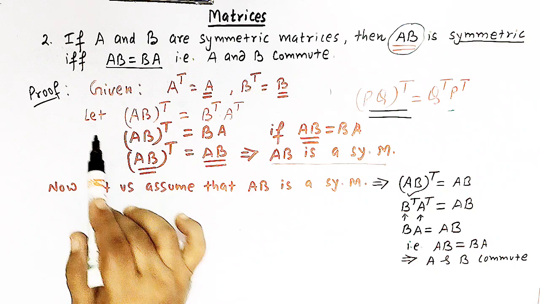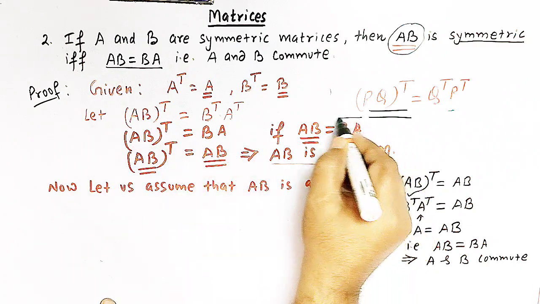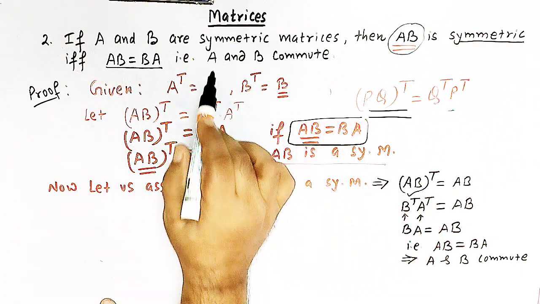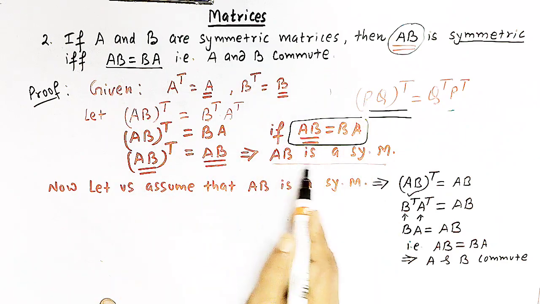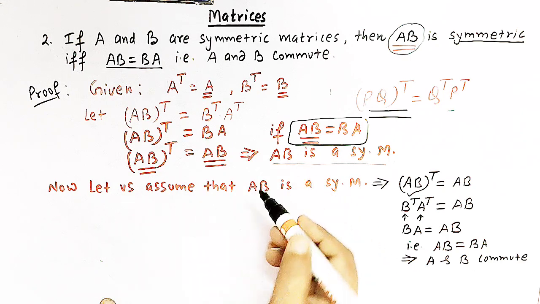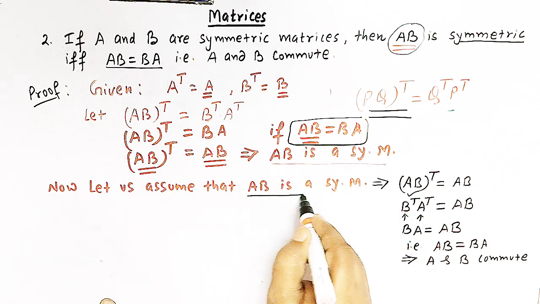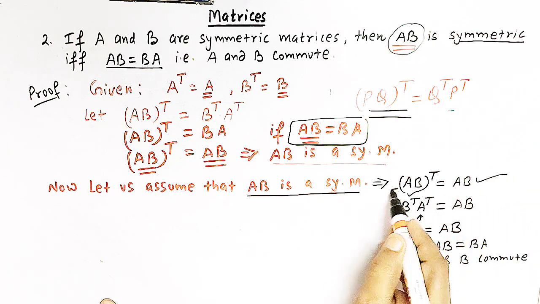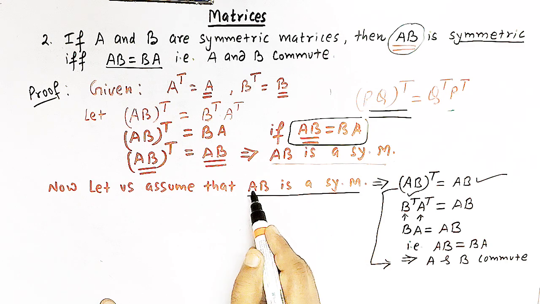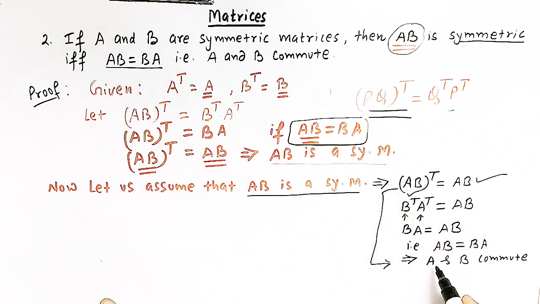So in the first part we have shown that if this condition exists, that is A and B commute, then AB is a symmetric matrix. And in the second part we have first assumed that AB is a symmetric matrix, right? And then we have shown that when AB is a symmetric matrix, then A and B commute. That is, the product AB is equal to BA.